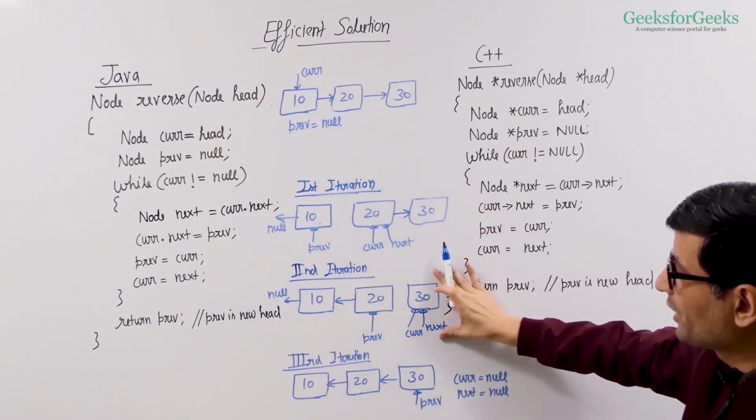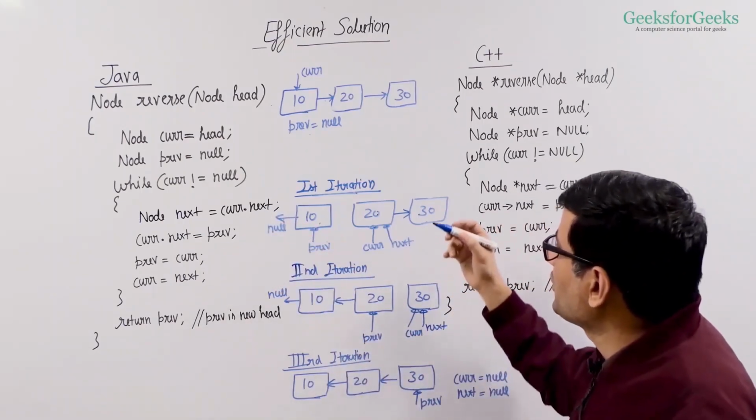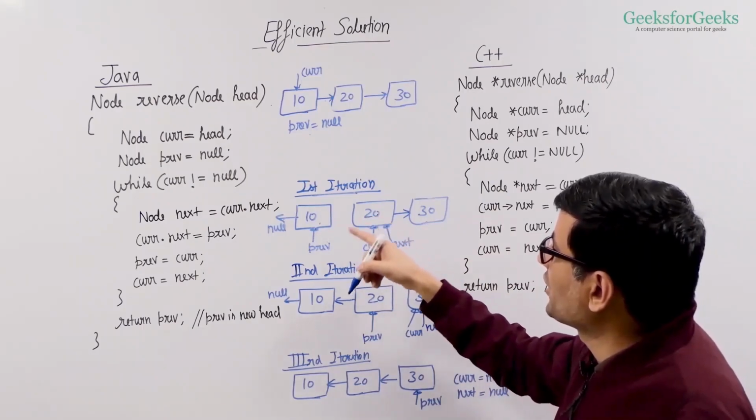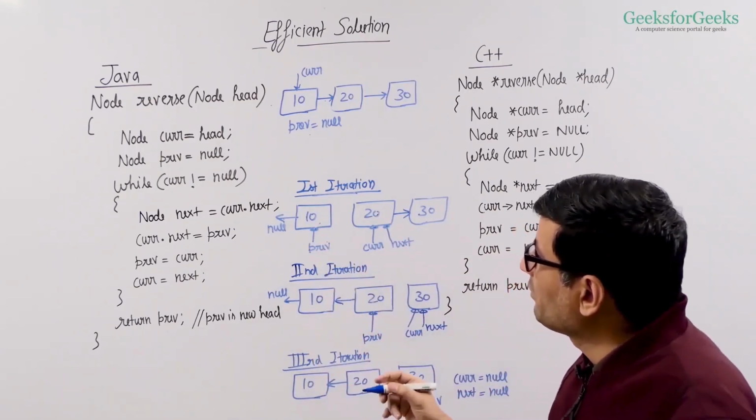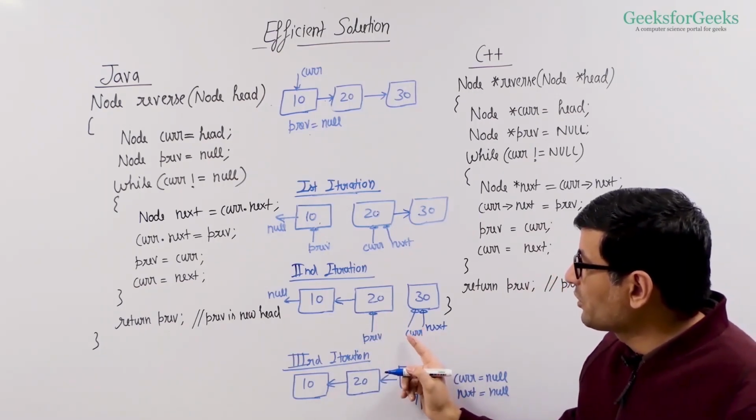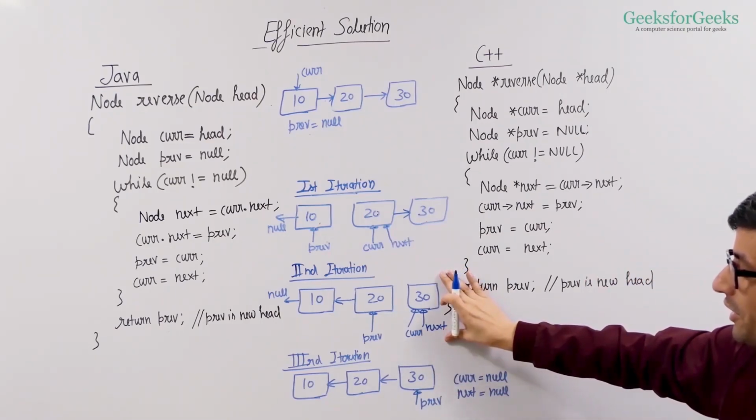And this is what we are going to get after the second iteration by following the same steps. We'll change next to current next. So next will come here. Then we'll change current's next. Current's next will now become previous, which is 10. And then we'll make previous equal to current. So previous will come here and current equal to next. So current will come here. So this is what we will get after the second iteration.